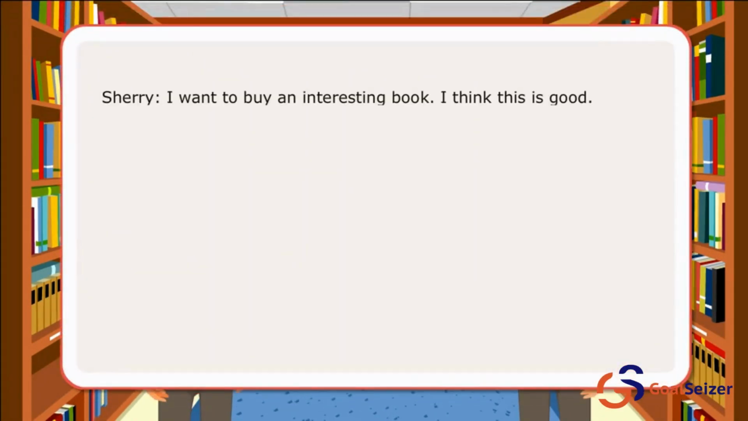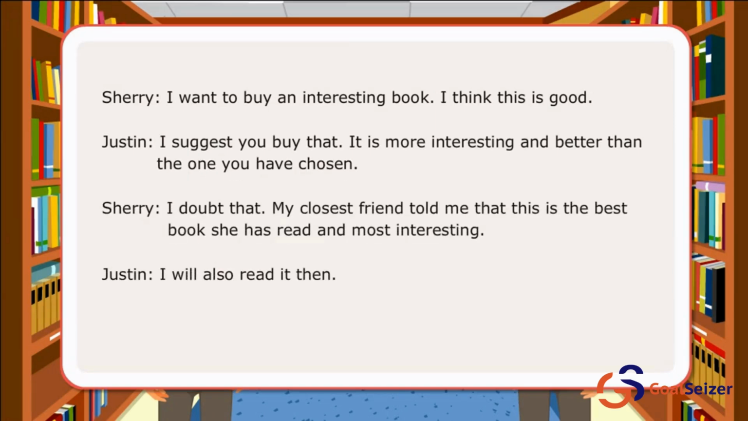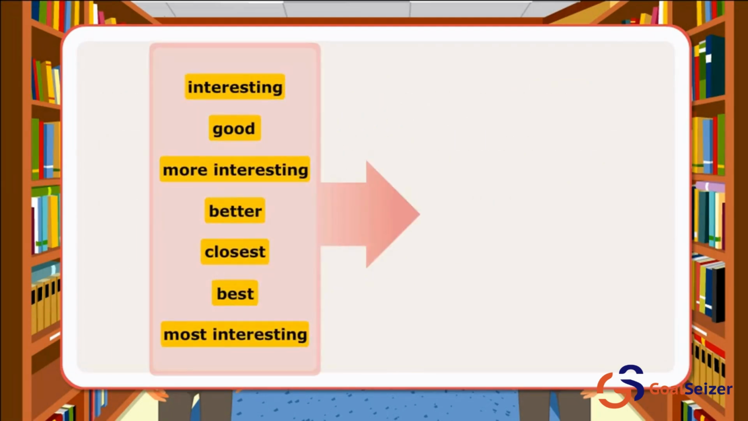In the conversation, Sherry and Justin have used various adjectives for comparing a book and other nouns, using different degrees of comparison. The words interesting, good, more interesting, better, closest, best, most interesting are examples of different kinds of comparisons in adjectives.